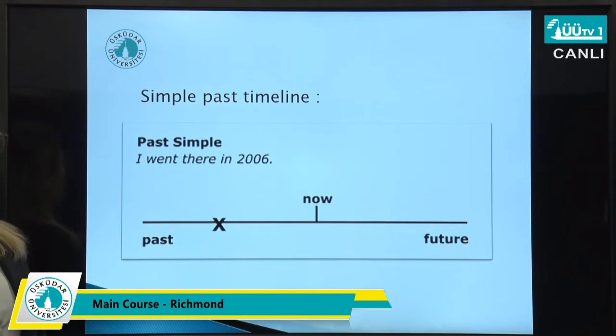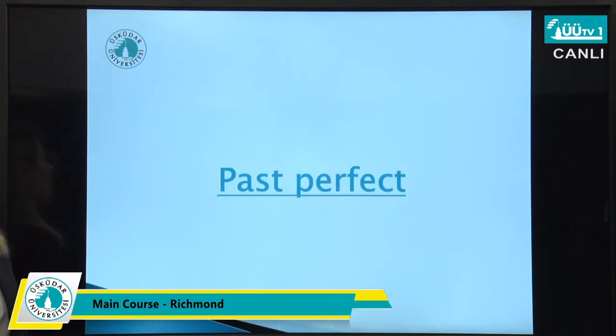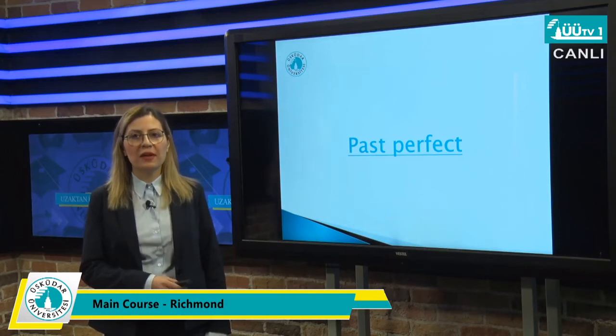Here we have the timeline of past simple. There is one example here, like I went there in 2006. As you see, we have three main times: past, now, and future. We are not going to talk about now and future. The focus is on past. For past simple, everything happened in the past. Now let's jump to past perfect, the focus of the grammar of today.